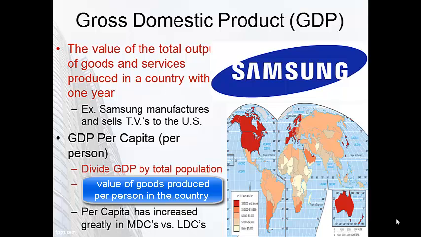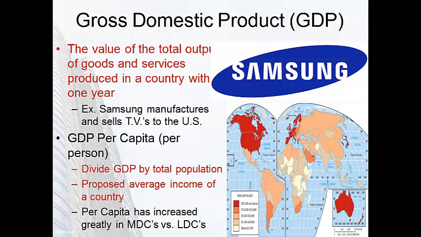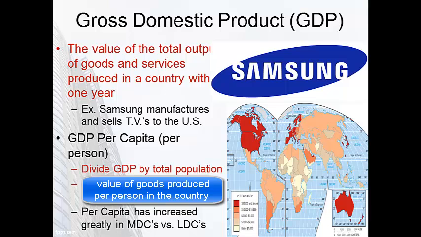There's also another factor, which is GDP per capita, and that's a fancy way in economics for saying per person, per capita per person. So what is this? Well, if you divide GDP by total population, well, this is the proposed average of a country per person, if you will. All right, and per capita, just to note, has increased greatly in MDCs over the years and not so much in LDCs, and we'll talk more about that in class.